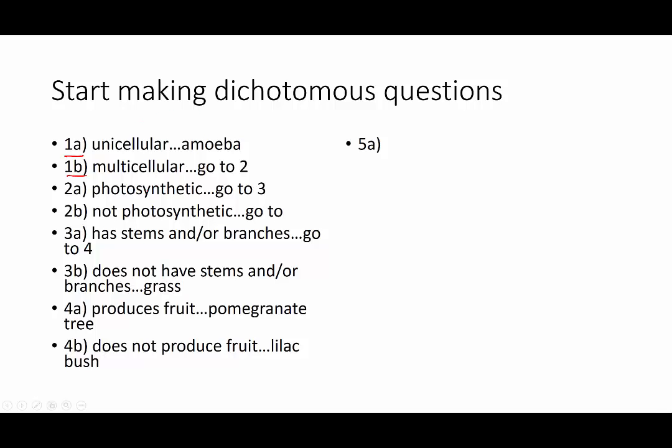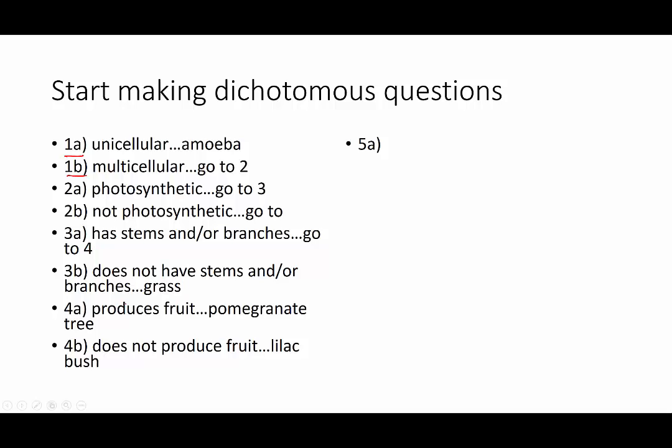If it's photosynthetic, we're going to go to 3, and we're not real sure how many questions that's going to take us just yet. So that's blank at the moment. Similar to how we were separating things on the flow chart, we looked at whether things had stems or branches. So it's going to take us to another question. And if it doesn't, then we've got grass. So the amoeba and grass are taken care of. You can take them off of your list.